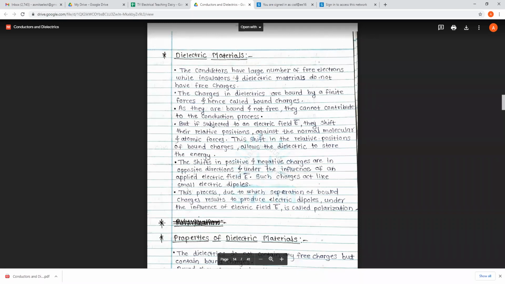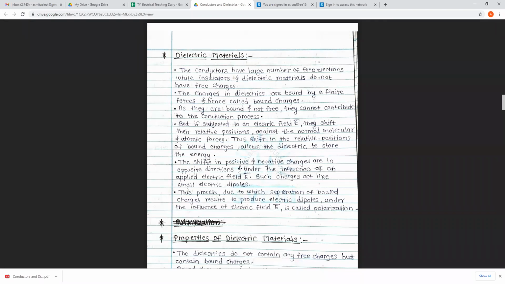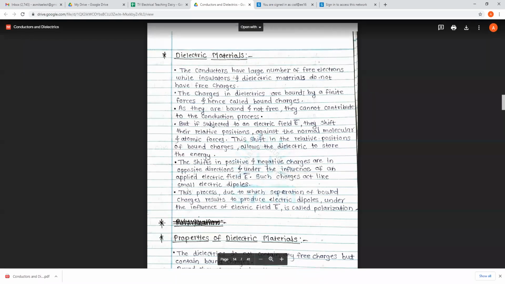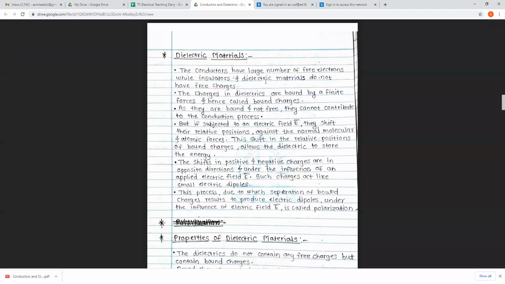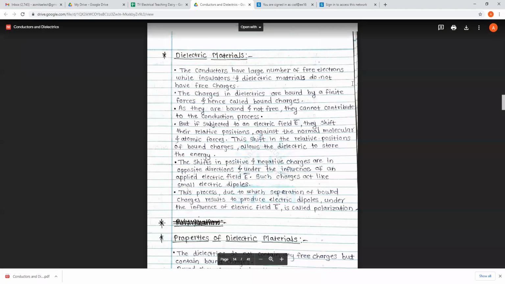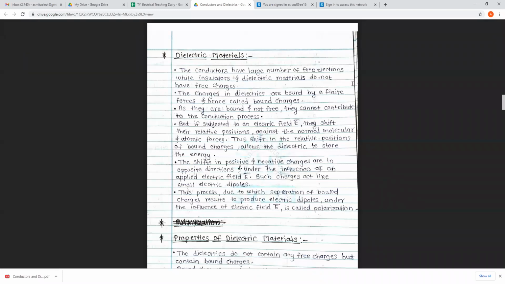So you know conductors. What are conductors? We are saying that these are good conductors. Good conductors means there are a large number of free electrons or charges. So the conductors have a large number of free electrons, while insulators and dielectric materials do not have free charges.